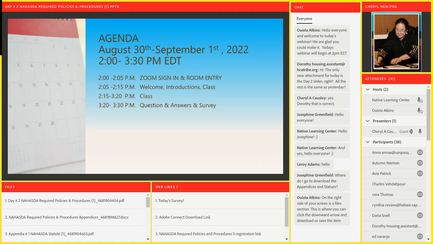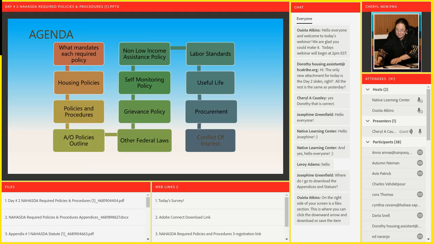But she doesn't know the different factors of all of them and those components that we need to build in. So let her know. The A&O policy outline we went through yesterday, we touched on non-low income assistance. We're probably going to touch on your self-monitoring, your grievance, other federal laws, and things like that today. And this is day 2 of 3. We had someone yesterday that didn't know we had any additional courses. So we're going to be around one more day after today.